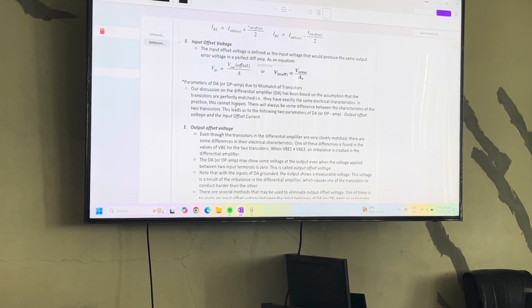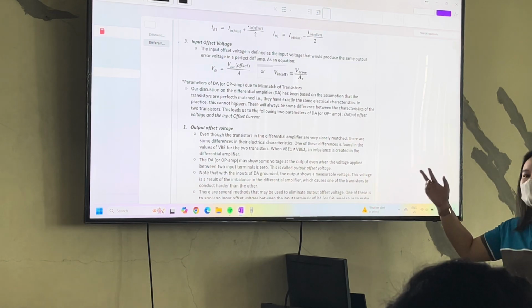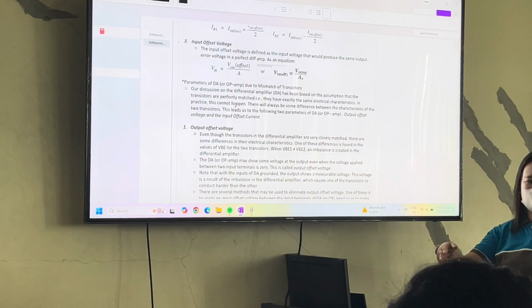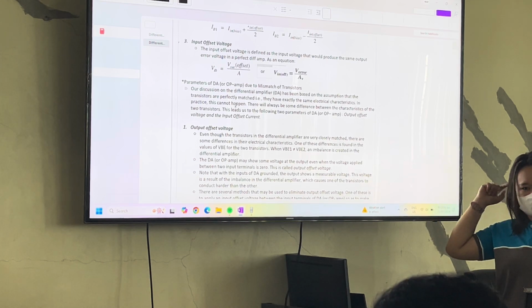Basically, the input offset current is a parameter that can be both negative or positive. Negative because it is a defect due to mismatching. Positive because that mismatching gives us this parameter, and it can be used importantly in the datasheet.